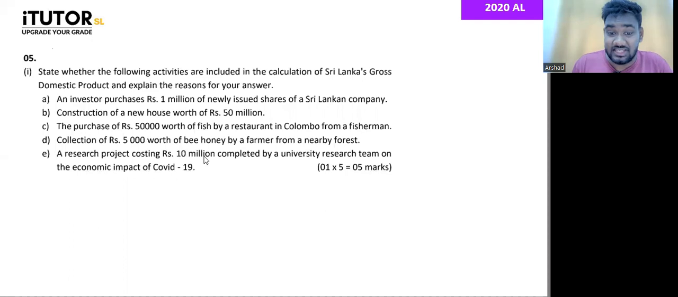Now, E. A research project costing 10 million completed by a university research team on the economic impact of COVID-19. What do you think? A university has done a research. You can include, right? These are productive services. Economic research is also, that's what my job is also. My current job, what I do is economic research. We don't research on COVID-19, we research on different other things, what will happen in the country and all of that. So will it be included? Definitely will be included. It's a productive service. Okay, 5 marks there. Next one.